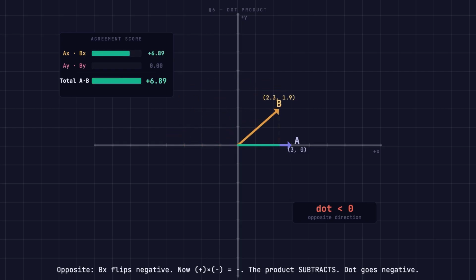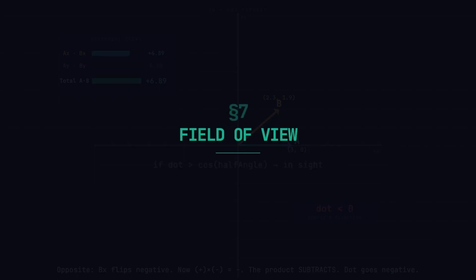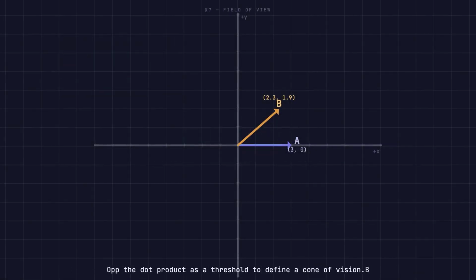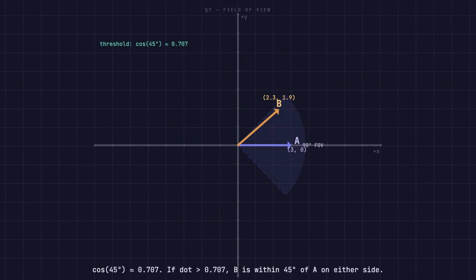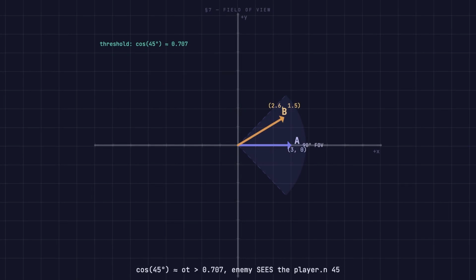Now let's take everything we've learned so far and build a field of view system. Say your enemy has a 90-degree field of view. That means they can see anything within 45 degrees either side of the direction they are facing. The question is, is the player within this cone?